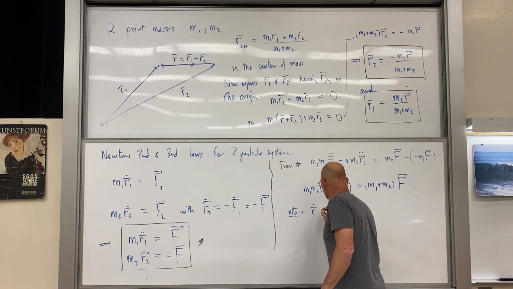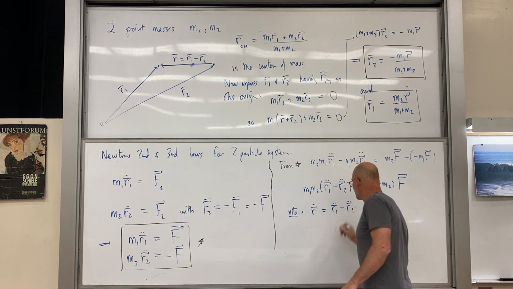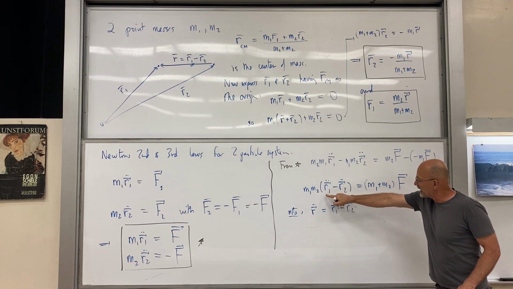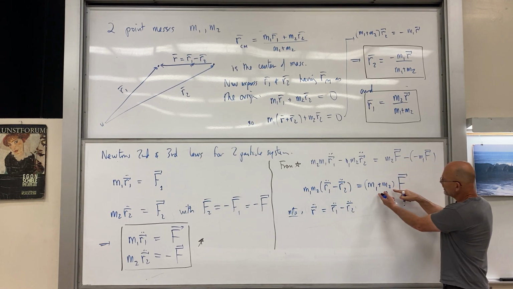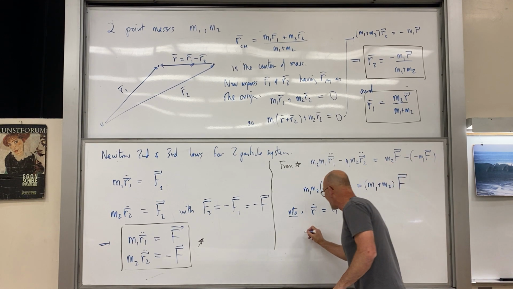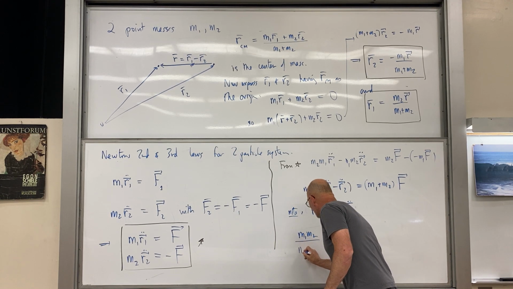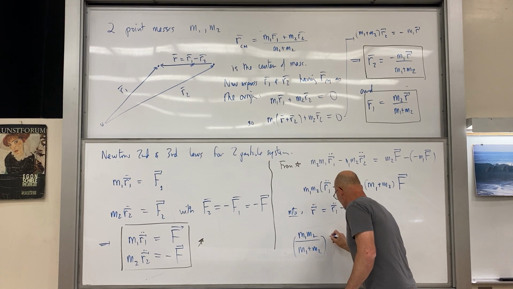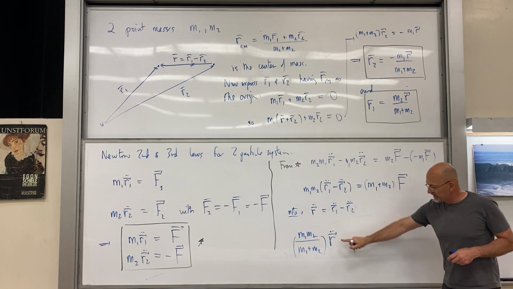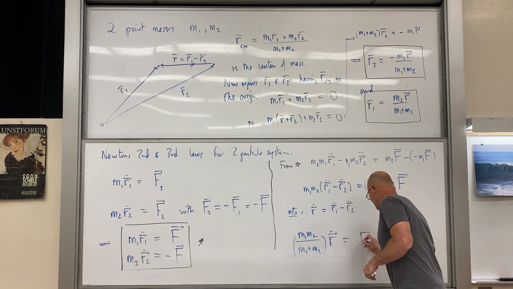R double dot is equal to R1 minus R2. So we have M1, M2. And then I'm going to divide both sides by M1 plus M2. So what we have is M1, M2 divided by M1 plus M2. Second derivative of the difference vector is equal to F.